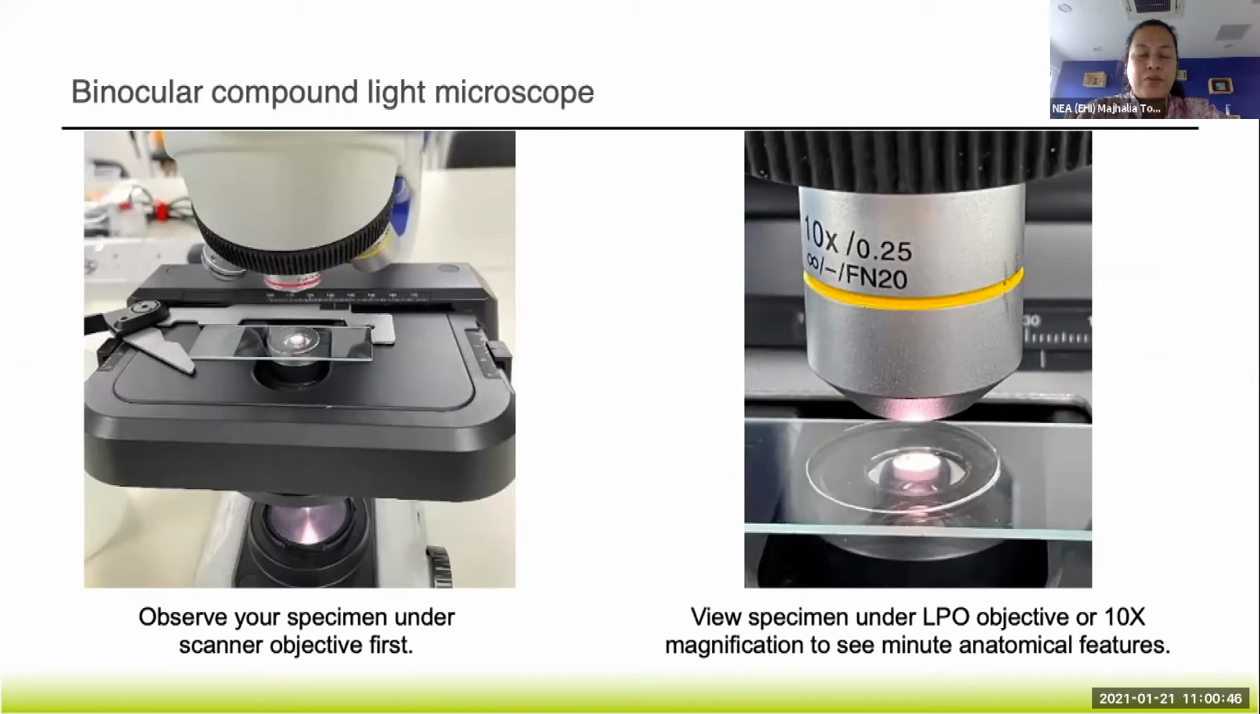Always use a scanner first because this way you can have an overview of your whole sample or at least a good part of your sample before you zoom into the parts using the low power objective.